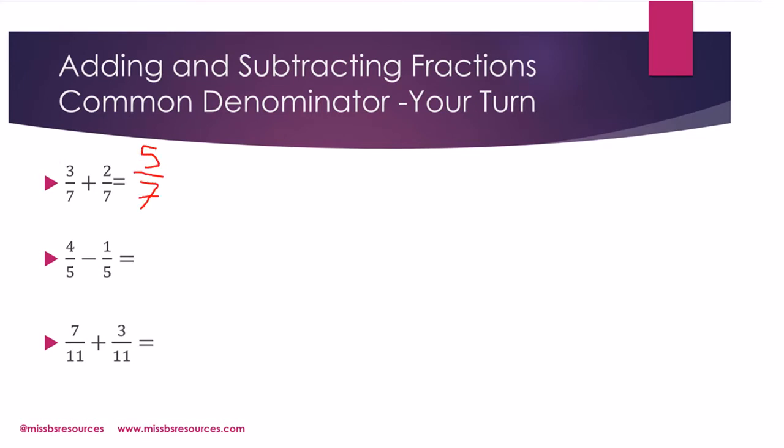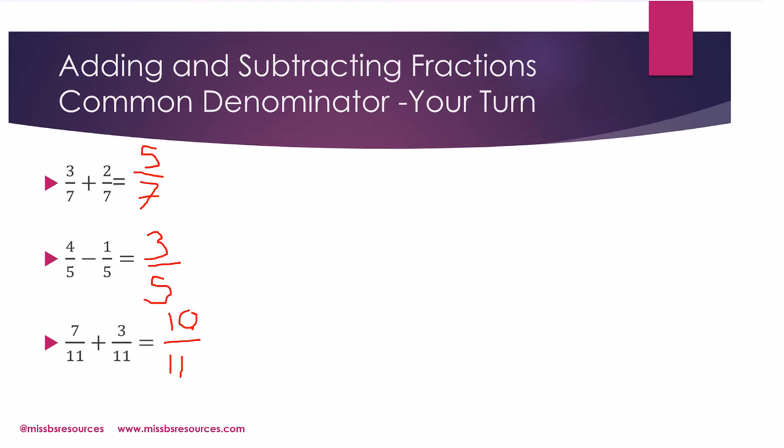The next one, you've got 4/5 subtract 1/5. So you know your answer is going to be out of 5 and you're taking away, so 4 take away 1 leaves you with 3. And the last one, you've got 7/11 add on 3/11. So you know your answer is going to be out of 11 and you should have 10/11. Well done if you got them right.